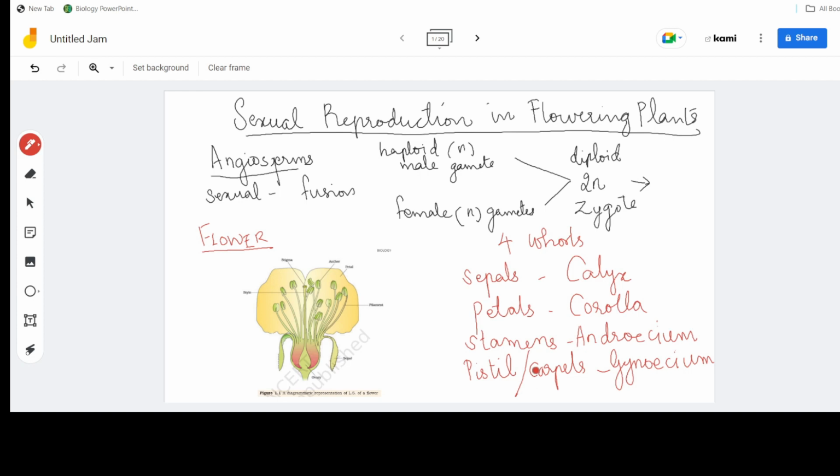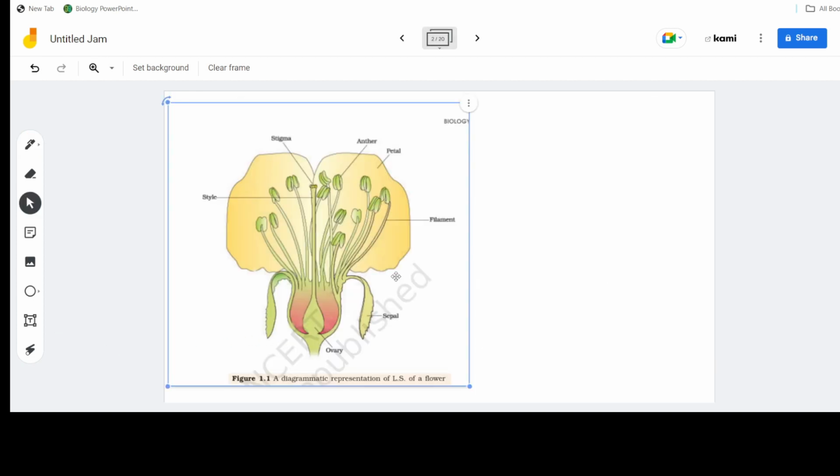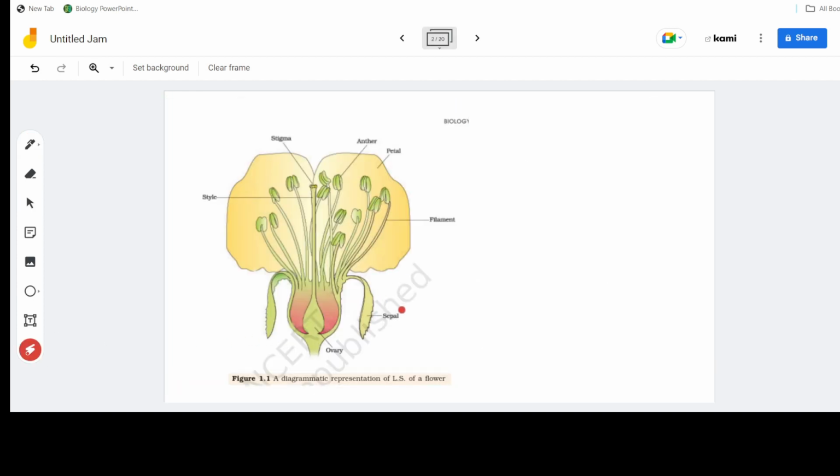Now we'll see this diagram. Hope you can see the diagram clearly. You can see the sepals in this whorl. There are many sepals together, and that whole whorl we call calyx, and the whole whorl of petals we call corolla. These parts are stamens, which are labelled as anther and filament. Together we call them androecium. And the last one is stigma, style and ovary. Together we call them pistil or carpels.